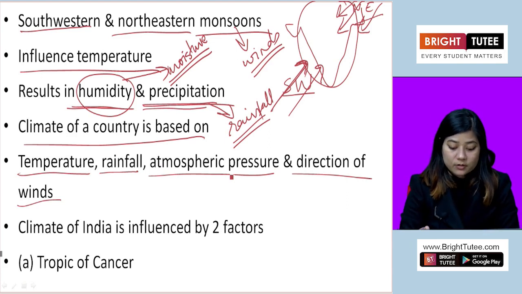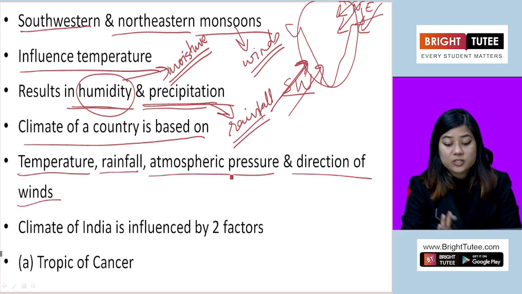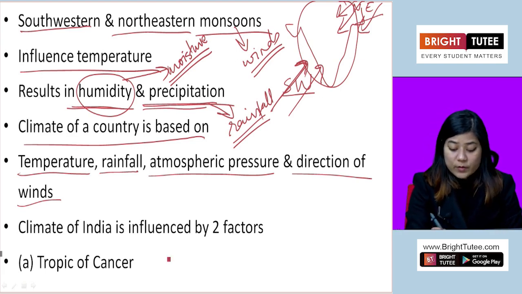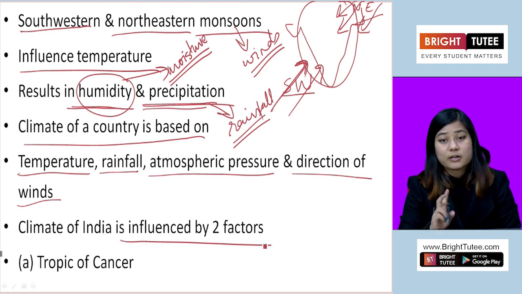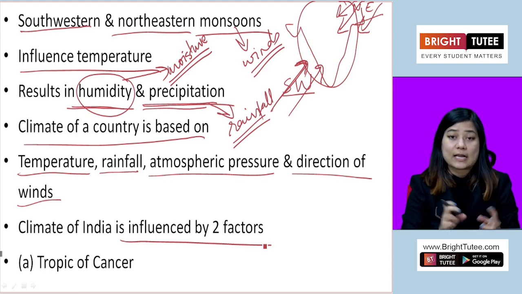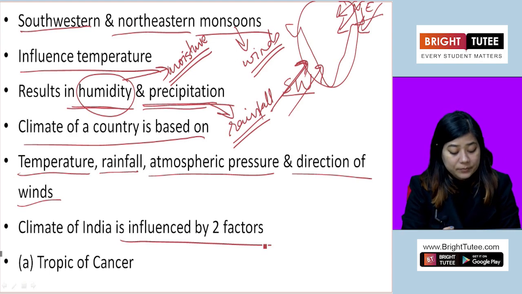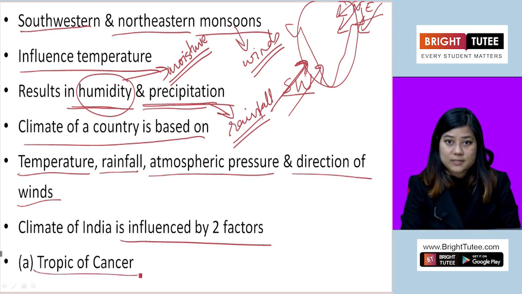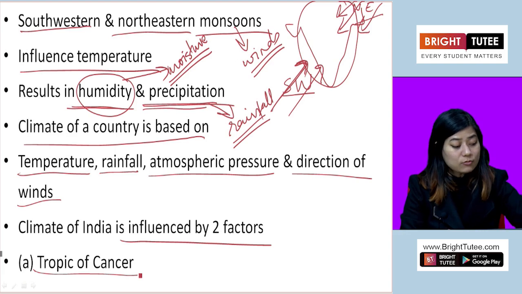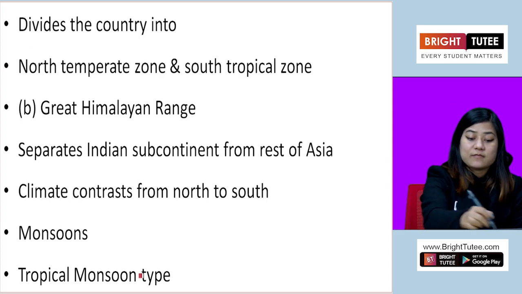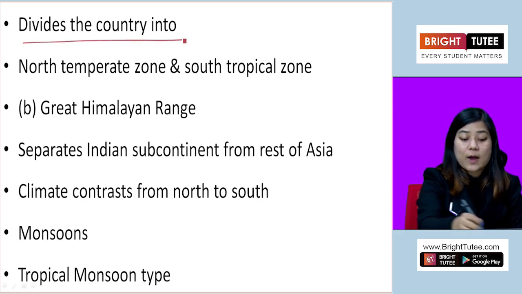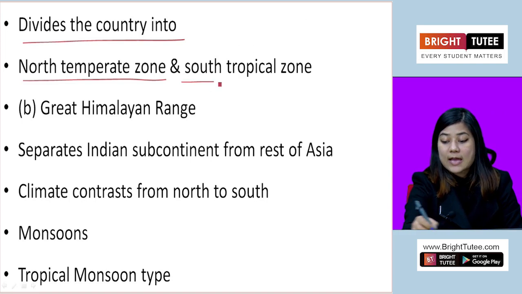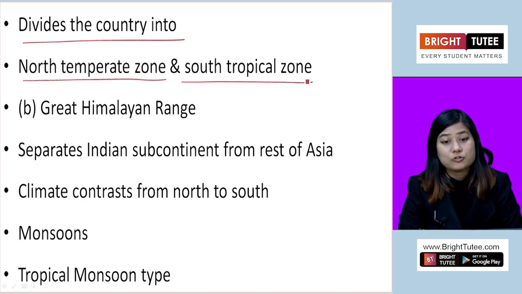Similarly, the climate of India is also based upon temperature, rainfall, atmospheric pressure, and direction of winds. But it is influenced by two main factors. There are two factors which influence the climatic conditions of India. The first one is the Tropic of Cancer. So, how does the Tropic of Cancer influence it? Let's see. The Tropic of Cancer divides the country into two: one is the North Temperate Zone and the other is the South Tropical Zone.